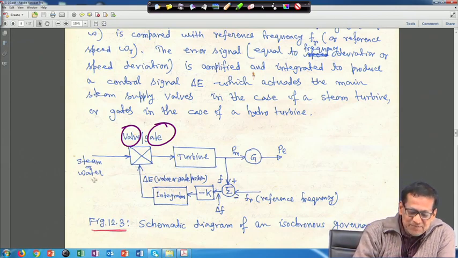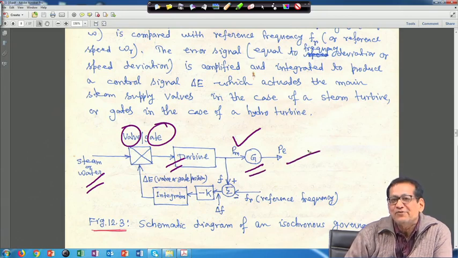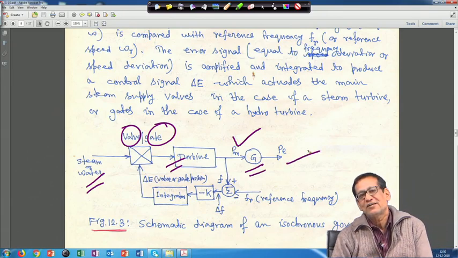So this is steam or water, and this is your turbine, and it is Pm, the power output, and this is the generator, and this is P. We are neglecting any loss in the turbine.